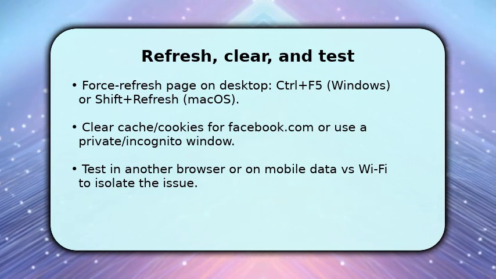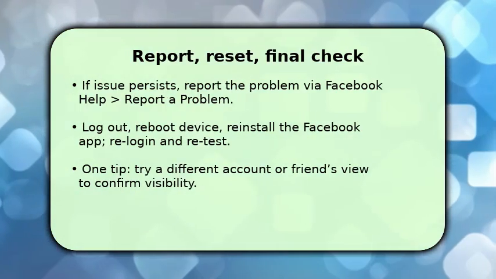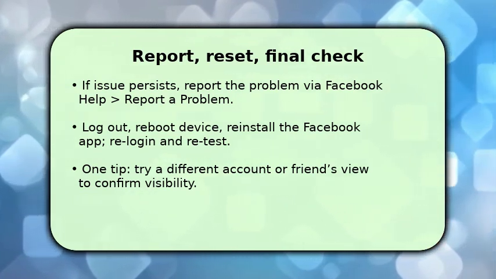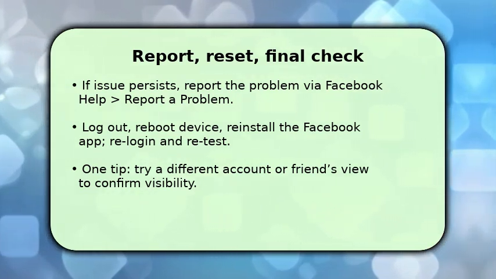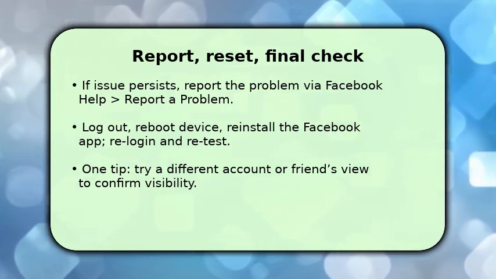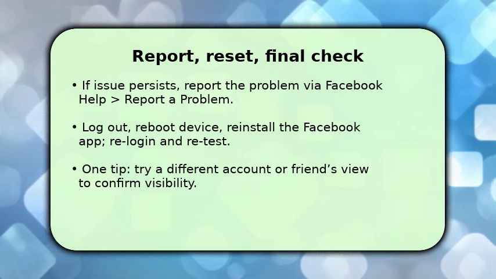Finally, escalate methodically. Log out and reboot your device, then reinstall the Facebook app or update the browser and re-login. This clears corrupted sessions. If the page still says unavailable, report the problem through Facebook Help. Report a problem with the exact URL and screenshots.